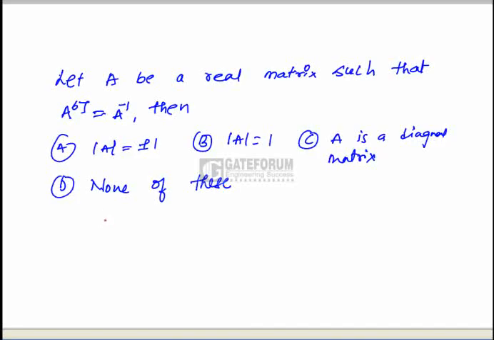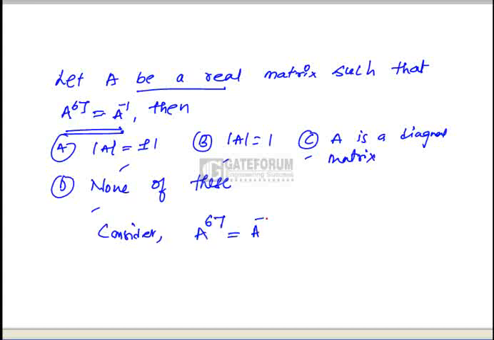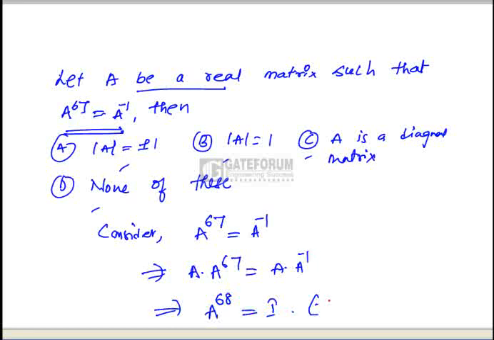In this problem, it is given that A is a real matrix such that A power 67 is A inverse. Then we have to say which of the four options is correct. Now let us consider the given condition, which is A power 67 is equal to A inverse. Now let us multiply A on both sides. A into A power 67 will be A into A inverse. This can be written as A power 68 is equal to I, since I is nothing but A into A inverse or A inverse into A.